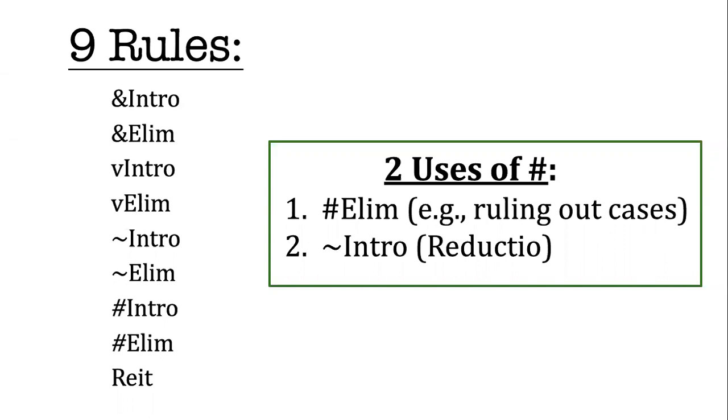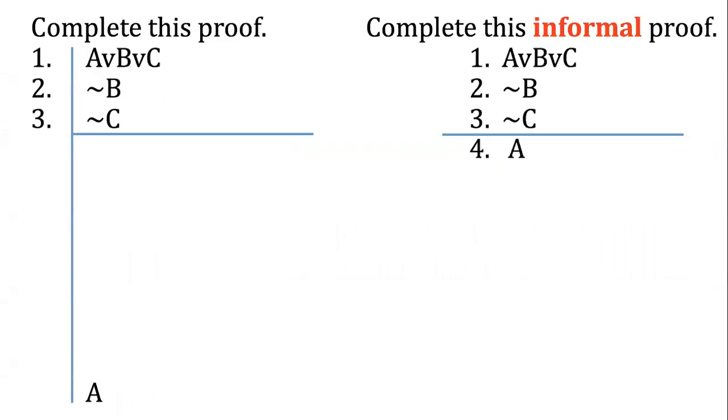In order to do that, I'm going to work with a couple of examples. So let's take this proof. Here we have a premise, A or B or C. So we have a disjunction as a premise, and we have 2 more things. We know B can't be true, not B is the case, and not C is the case. And what I want you to do is think about how you would do this in a formal proof over here on the left versus an informal proof over here on the right.